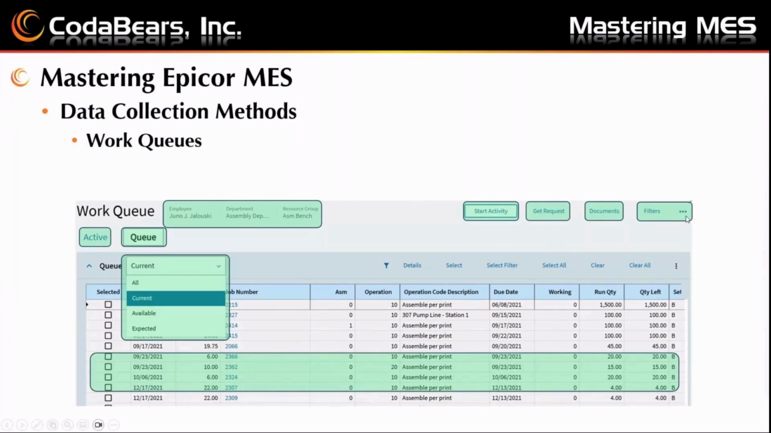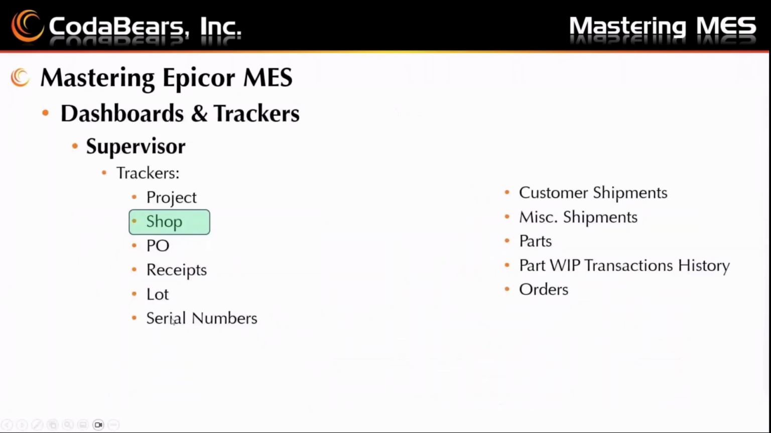This is where I was saying you need to train the employees that are floaters between areas how to change where they are so they can see the other jobs. Those that don't float, don't train them how to do it. And you just, in essence, saved yourself writing a method directive. Dashboards and trackers, when we come up to the supervisor, the key one is going to be the shop tracker.